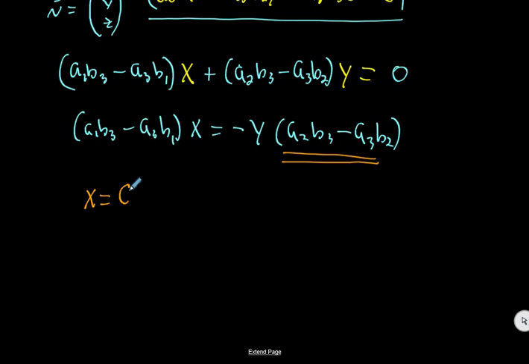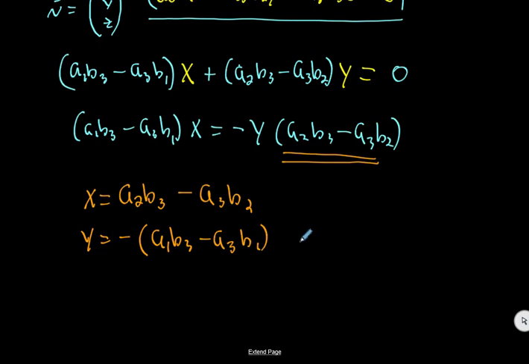So that would be a2b3 minus a3b2. And for these to be equal, what would this guy have to be equal to? This guy. The opposite of y would have to be equal to this guy, or I can write y is equal to negative a1b3 minus a3b1. There you go.